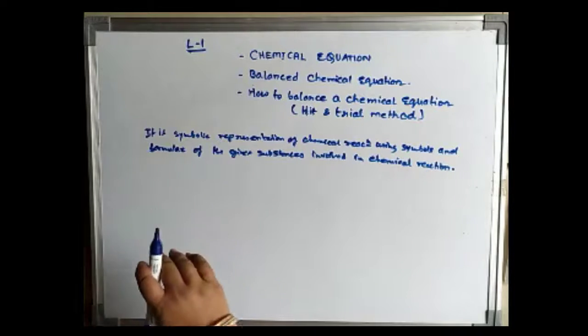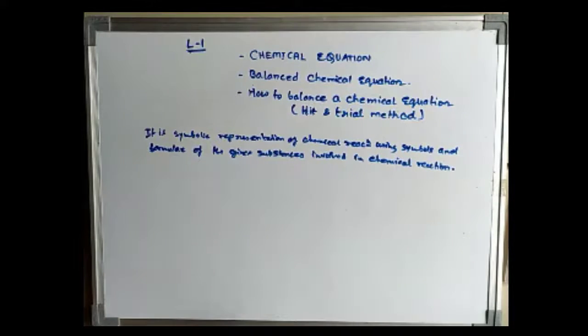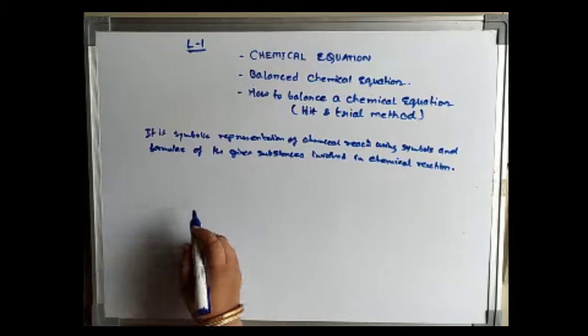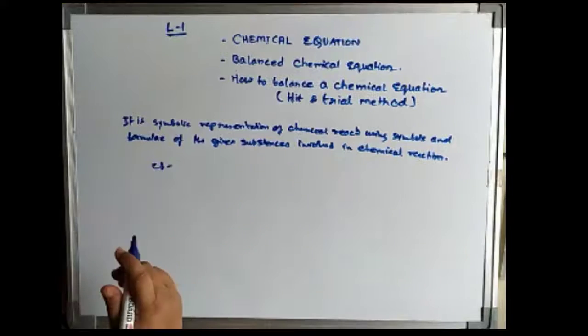We know in the lower classes you have learned in class 7 and 8 that a chemical reaction has two parts, left hand side and right hand side. Left hand side generally we get the reactant part, and right hand side where the products are formed is the product part. Now let us take an example.